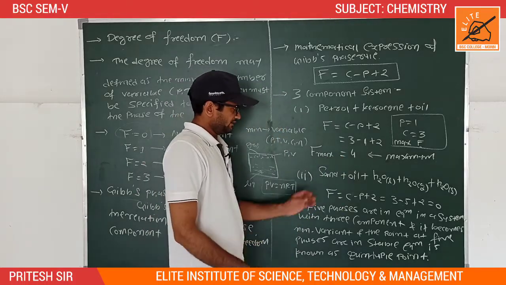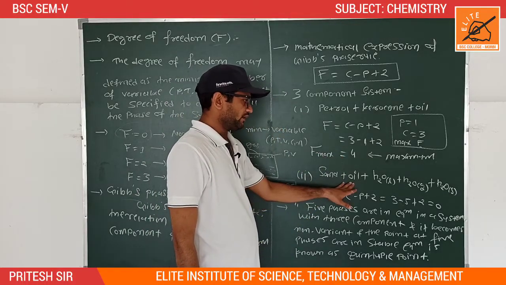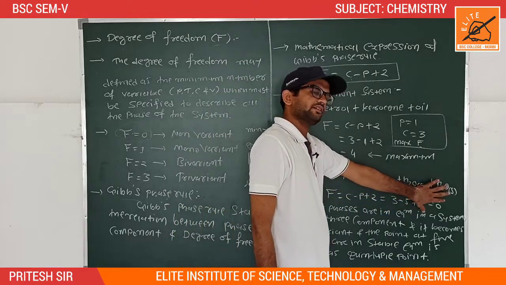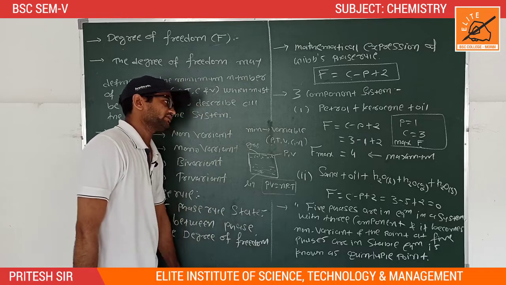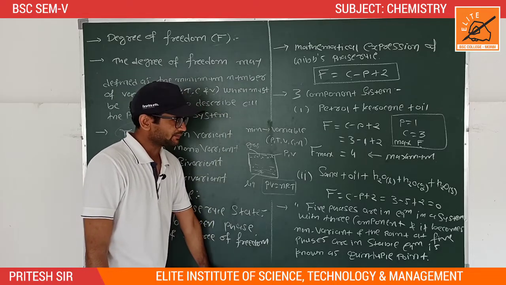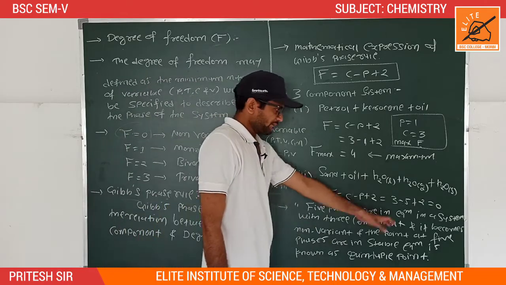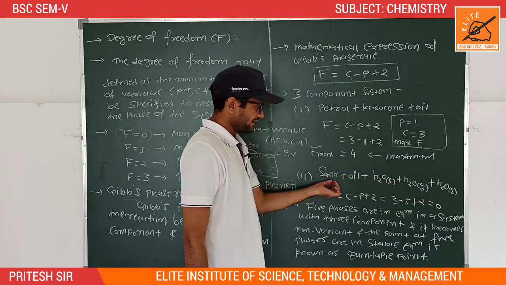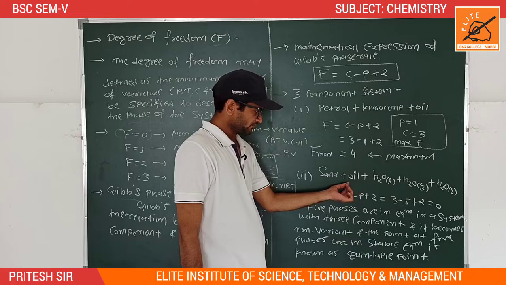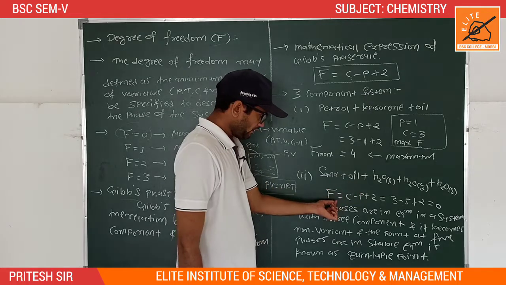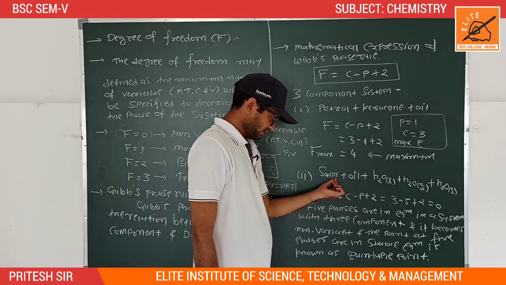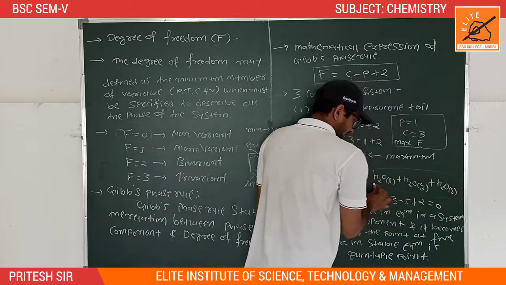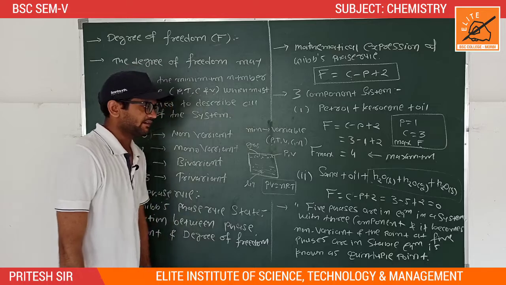Okay, and second example: sand plus oil plus H2O liquid, H2O gas, H2O solid. It means in a closed container, suppose I take ice plus vapor of water. It means vapor in gaseous form plus sand and also oil. It means here the value of components is 3. It means all these 3 components are the same: H2O liquid, H2O gas, and H2O solid.